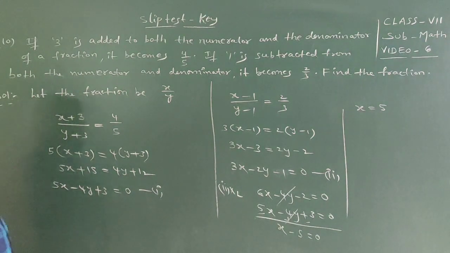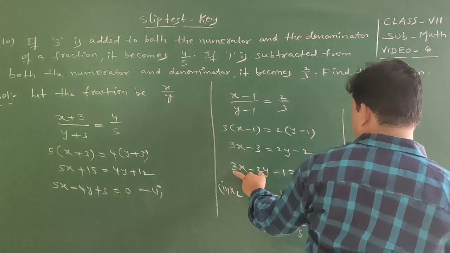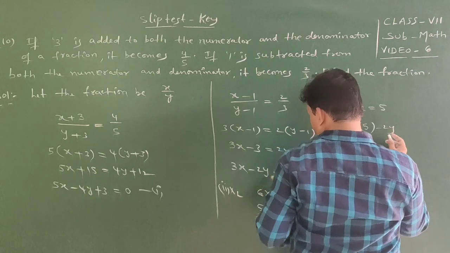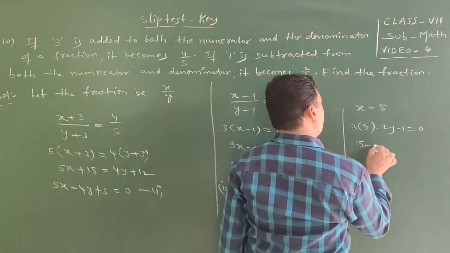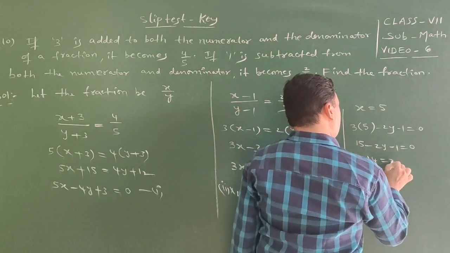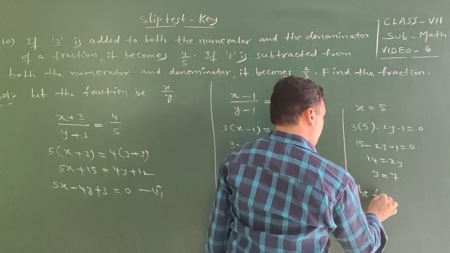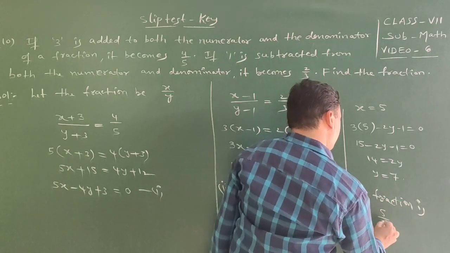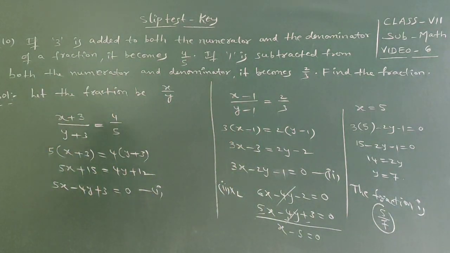Now, x equal to 5, substitute in any one of the equation, either first equation or second equation. If you substitute in second equation, 3 into 5 minus 2y plus 1 equal to 0. Here 15 minus 2y plus 1 equal to 0. 14 equal to 2y, y equal to 7. The fraction is 5 by 7. The required fraction is 5 by 7.